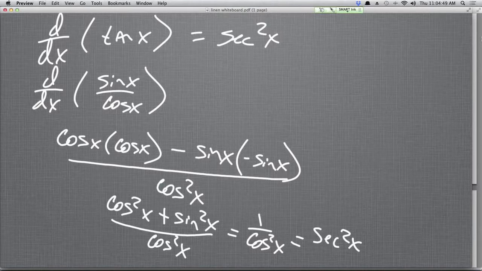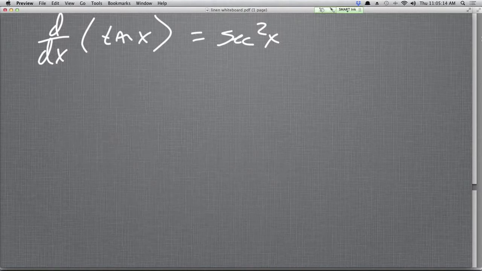Now we can do that same type of process to find the derivative of secant, cosecant, and cotangent. All you got to do is change it in terms of sine and cosine, then use the quotient rule, the product rule. That type of thing will allow you to get the other ones. But we're not going to spend time doing that today. I'm going to go ahead and just give you the other 3 derivatives. So we got the derivative of tangent is secant squared.